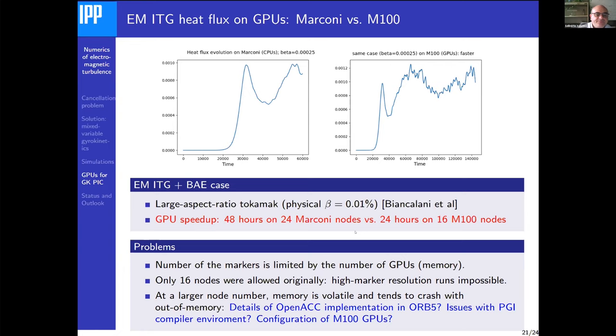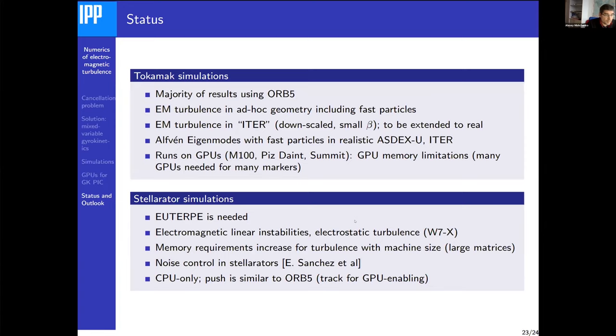Yes, status and outlook. So status: I've shown some tokamak and some stellarator simulations. For tokamaks, the majority of results have been obtained with ORB5. We have seen electromagnetic simulations in ad hoc geometry and downscaled ITER. With ORB5 we also have other results, not shown, for ASDEX and realistic ITER, for alpha and eigenmodes. The code runs on GPUs. We are still in a learning process for this hardware.